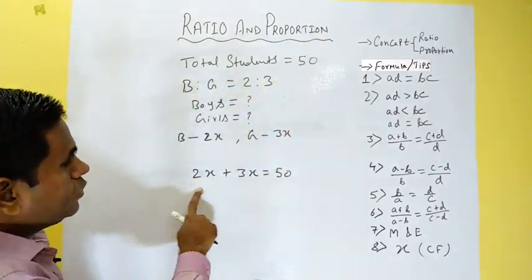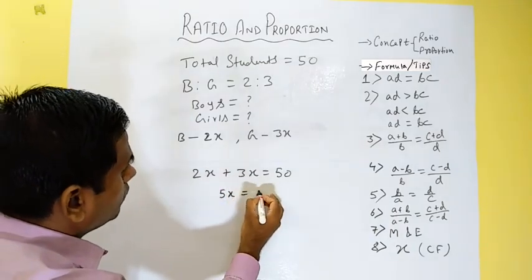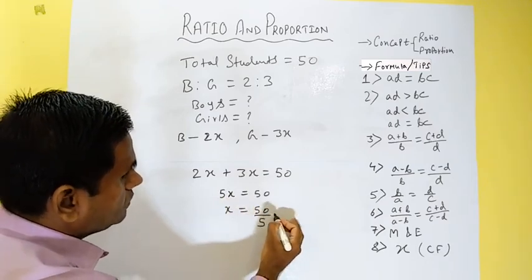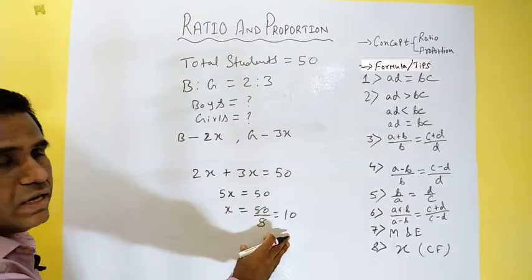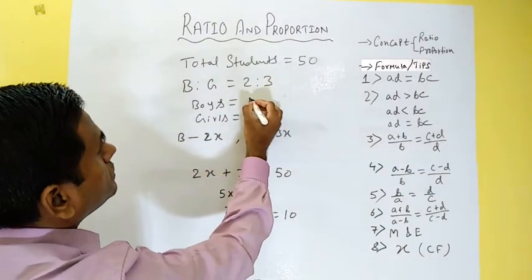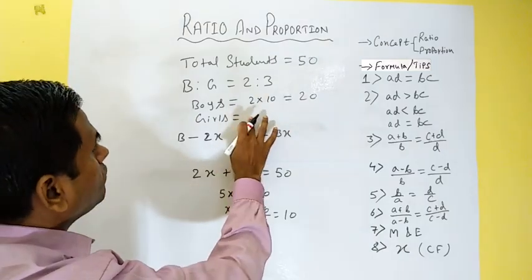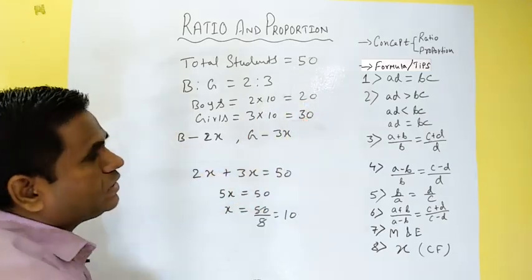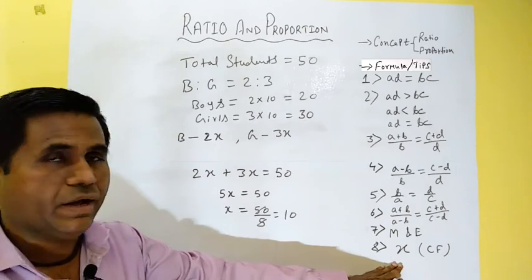Upon solving this, we get 5x is equal to 50, and x is equal to 50 upon 5. Upon cancellation, we get 10. So the value of x is 10. Boys is 2x, so 2 into 10 gives 20. And the number of girls is 3 into 10, which gives 30. So we have found the number of boys and girls using our eighth tip.